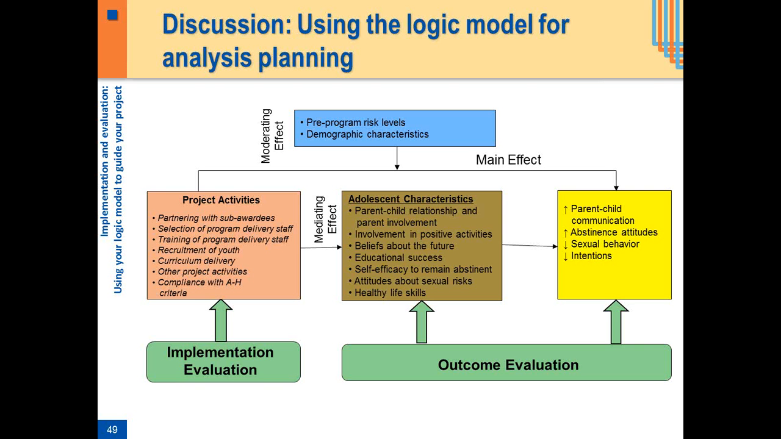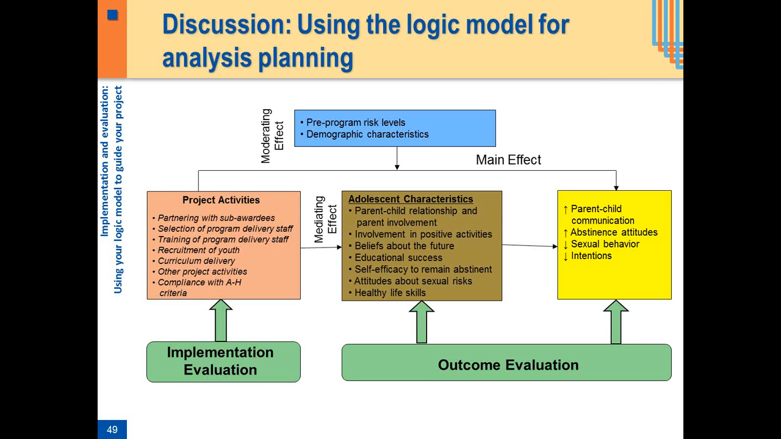So it looks like in this activity, a grantee is partnering with sub-awardees, and they're going to recruit youth, and they're going to be doing an abstinence education curriculum. They're hoping to change parent-child communication, involvement in positive activities, future beliefs, educational success, self-efficacy to remain abstinent, attitudes about sexual risk, and healthy life skills. Ultimately their hope is to increase parent-child communication, improve abstinence attitudes, decrease the rates of sexual behavior, and decrease intentions to have sex.